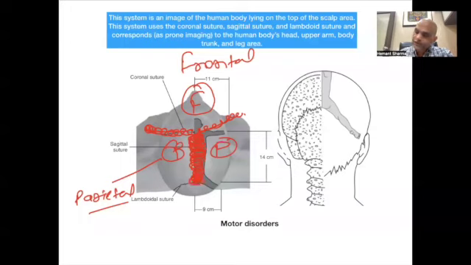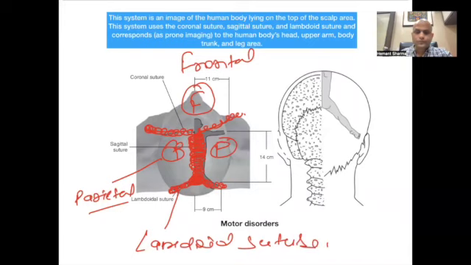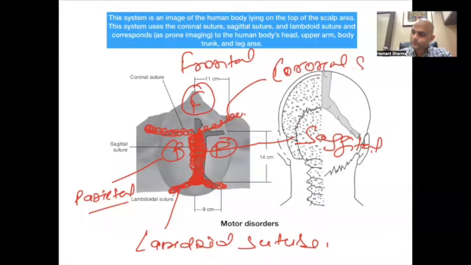Then reaching the lambda, and from the lambda, it goes to both sides. This is the lambdoid suture. The middle one is the sagittal suture. The front one is the coronal suture. And why forget our metopic suture? Metopic suture is going in the front side. So this is the metopic suture.